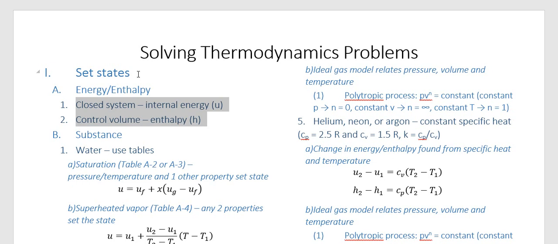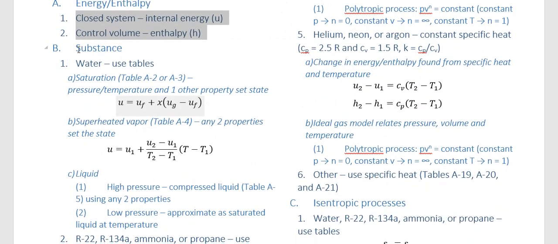So once you figure out whether it's a closed or open system, you're going to use energy or enthalpy, then you need to go figure out what your substance is. Okay, so that's step B here. Now, depending on what you have, if you've got water, okay, you're going to use your tables, right? So you have saturation tables, you have superheated tables. Okay, really any two properties will set the state here.